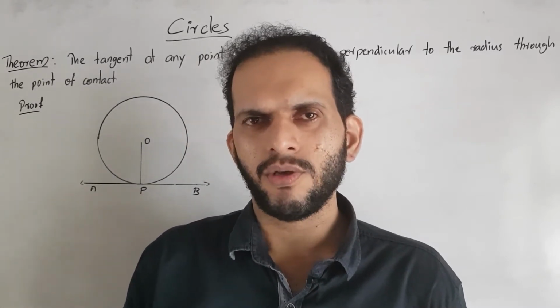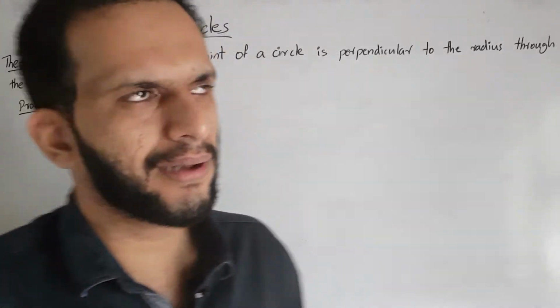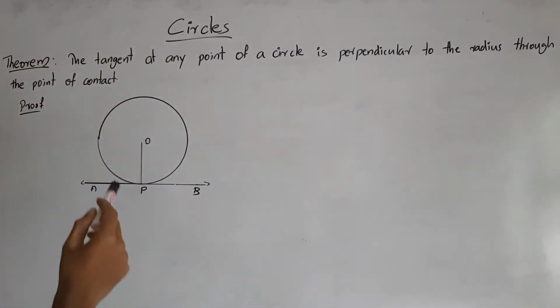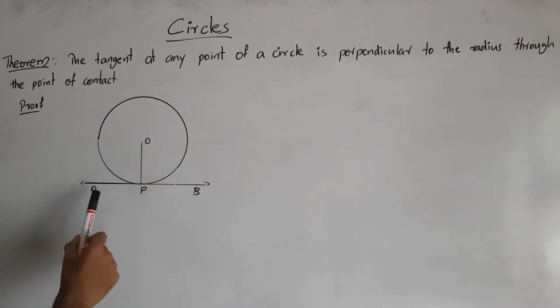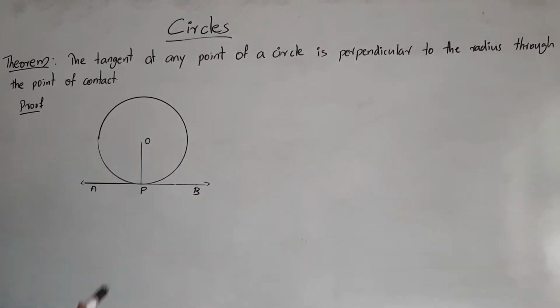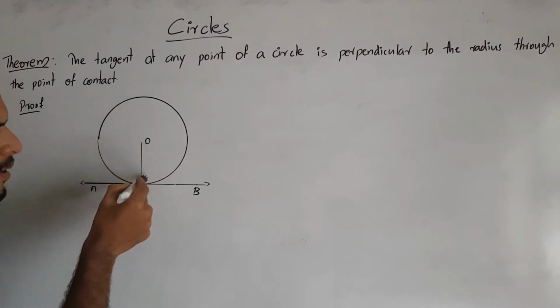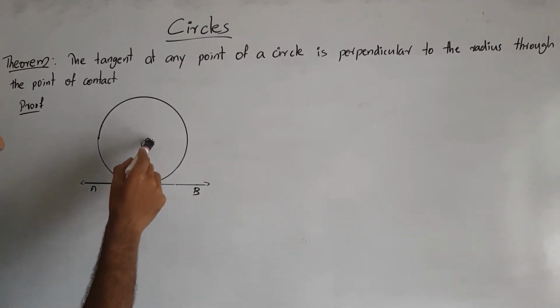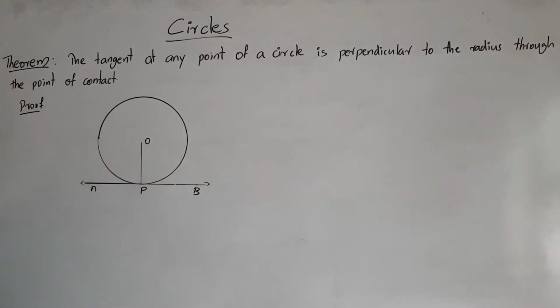Then we start our proof by constructing a circle and a tangent. This is the circle with center O and AB is the tangent. What is the point of contact? The point of contact is P. The theorem says if we draw the radius through the point P, that radius is perpendicular to AB. The radius is perpendicular to the tangent.